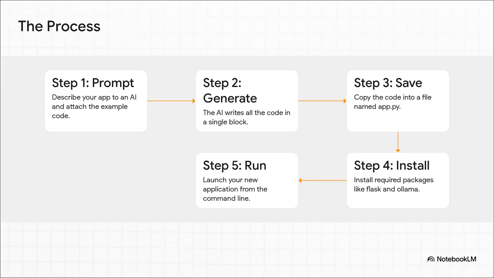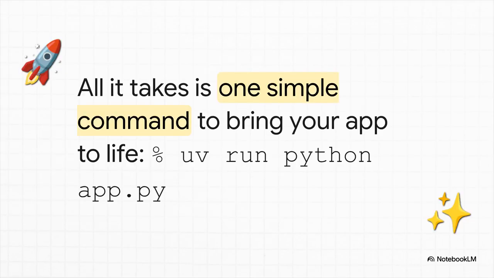First, you write your prompt, describe that chat app, and you give the AI that blueprint file we talked about. Next, the AI just churns out all the code you need in one big chunk. You just copy-paste that into a new file, call it app.py, then you run one little command to install any tools it needs, and you launch it. That's it. Seriously.